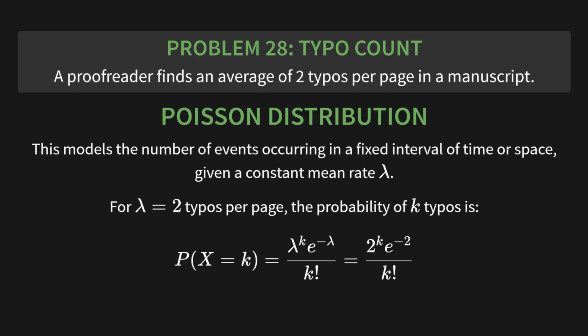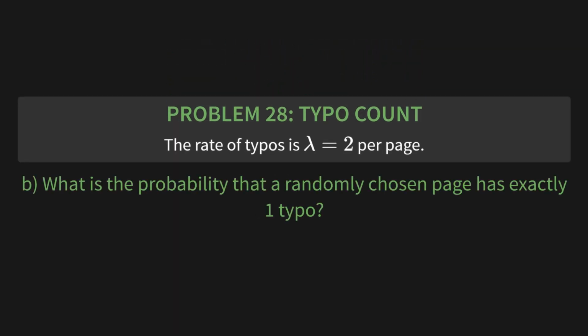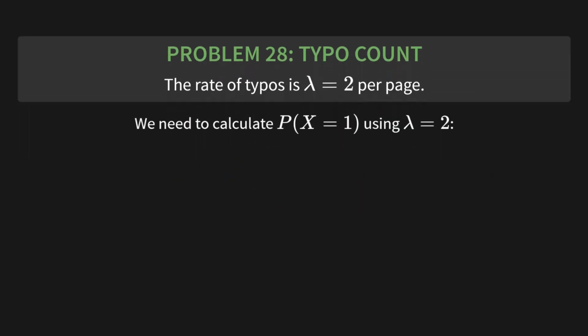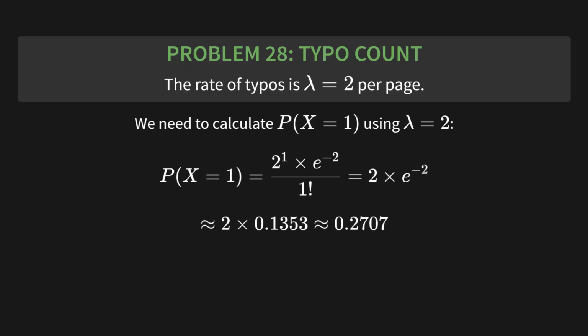So for Part B, the rate of typos is lambda equals 2 per page. What is the probability that a randomly chosen page has exactly 1 typo? Let's use our formula. We need to calculate P of X equals 1 using lambda equals 2. So we plug in the numbers. P of X equals 1 is 2 to the power of 1 times e to the negative 2, all divided by 1 factorial. That simplifies to just 2 times e to the negative 2.